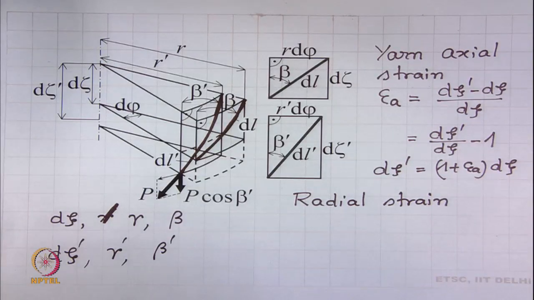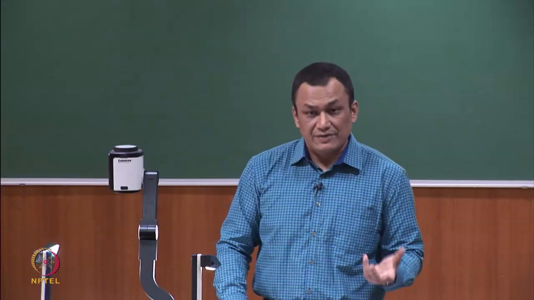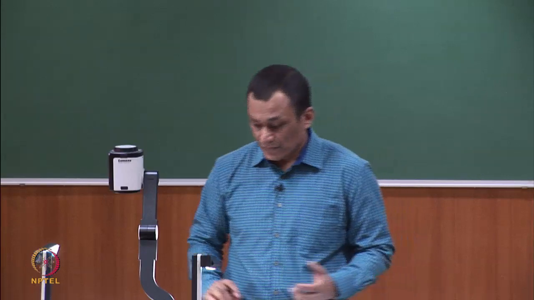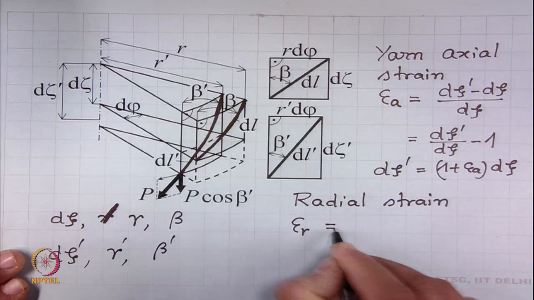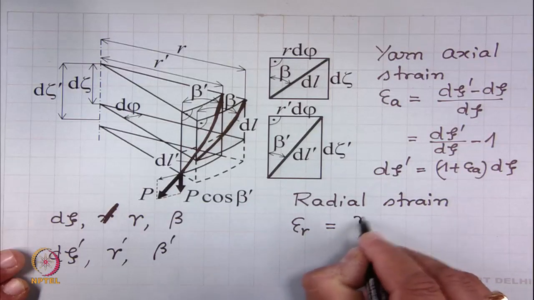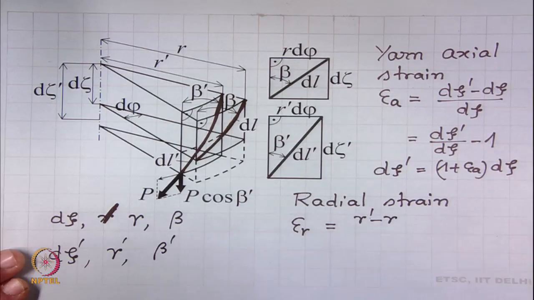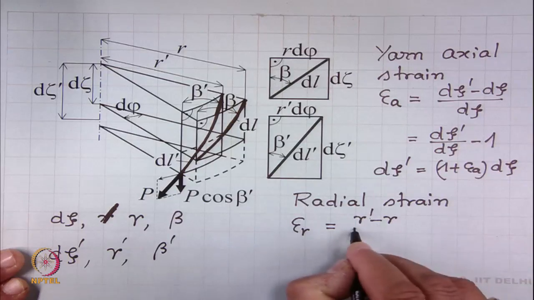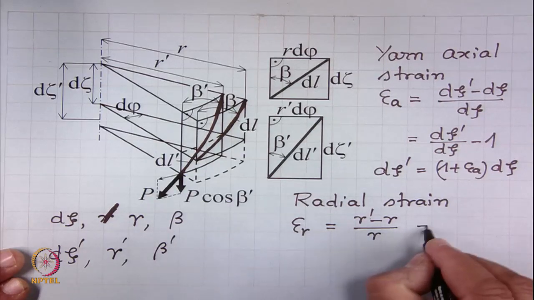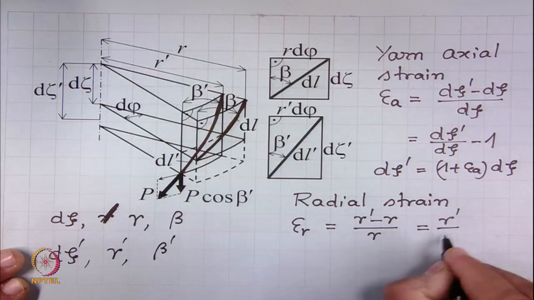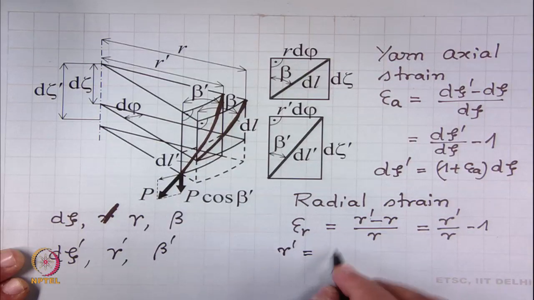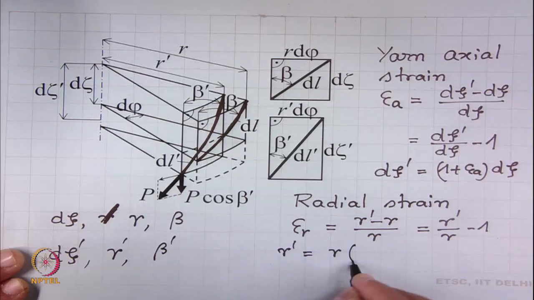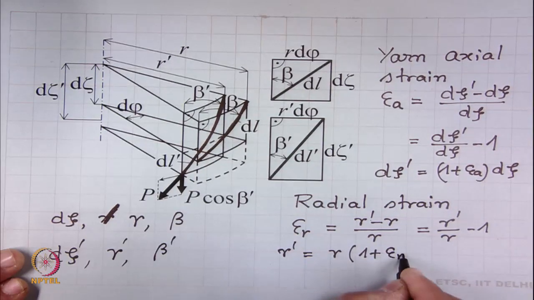How do we define radial strain? Radial strain is the change in radius divided by the original radius. We denote this by epsilon r. What is the change in radius? r prime minus r is the change in radius, divided by the original radius. So, this becomes r prime by r minus 1. So, r prime is equal to r into 1 plus epsilon r.